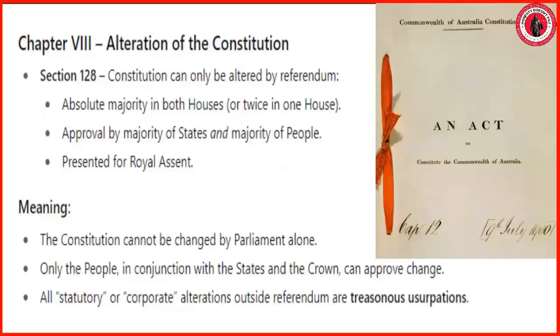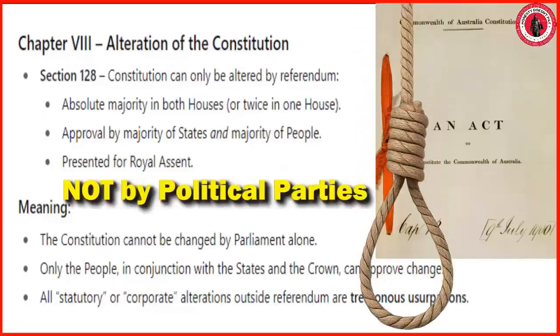Chapter 8, Alteration of the Constitution. Section 128, Constitution can only be altered by referendum. Absolute majority in both houses or twice in one house. Approval by majority of states and majority of people. Presented for royal assent. Meaning, the Constitution cannot be changed by Parliament alone. Only the people, in conjunction with the states and the Crown, can approve change. All statutory or corporate alterations outside referendum are treasonous usurpations.